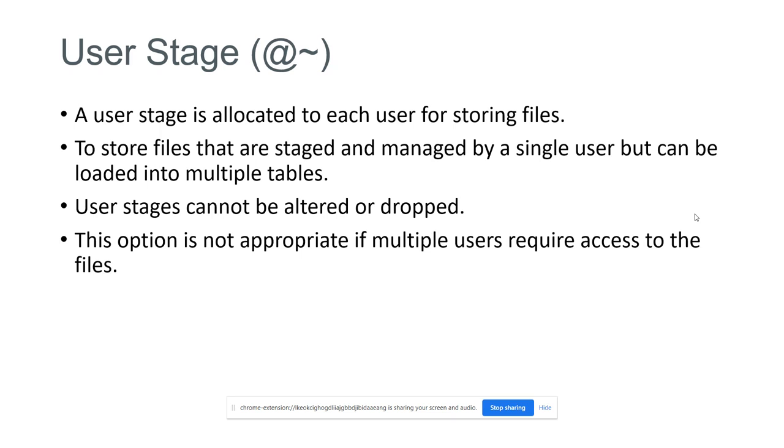How can we identify a user stage? By using this notation: you can see the at-the-rate symbol and tilde, right? This is the symbol of the user stage. If I want to list all the files from a user stage, I have to use this at-the-rate tilde. For an external stage we simply use at-the-rate, but for a user stage we have to use at-the-rate tilde. This is the notation of the user stage in Snowflake.